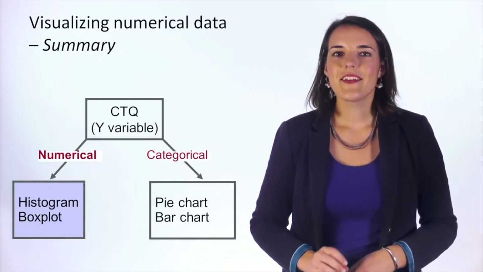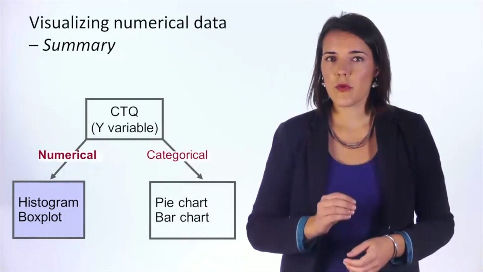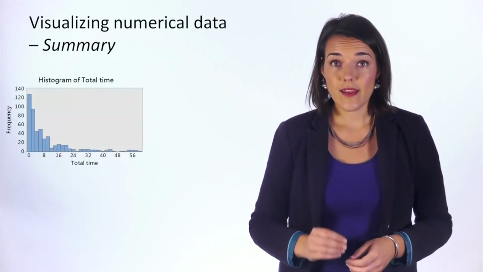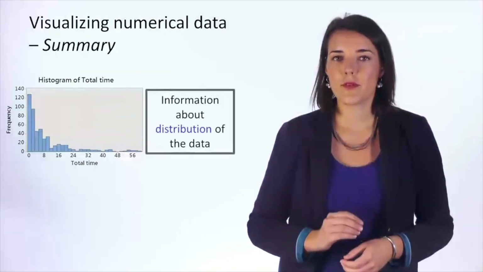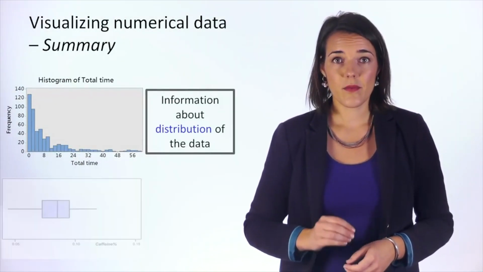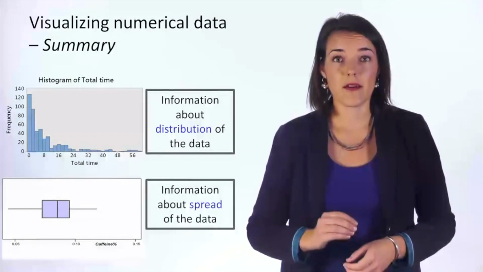In summary, you can make a histogram or a box plot to visualize a numerical variable. A histogram shows you the variable and gives you information about the distribution of your data. A box plot gives you also information about the spread in your data and about outliers.